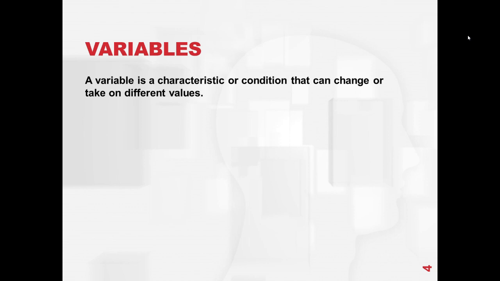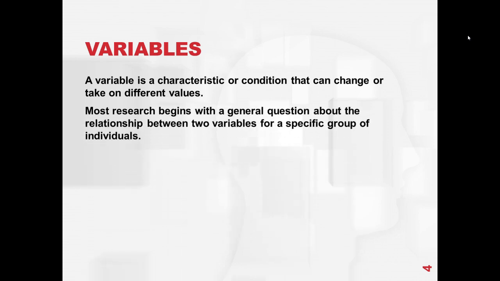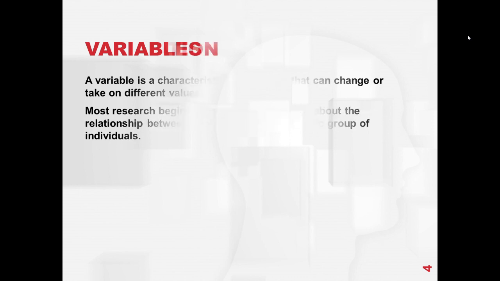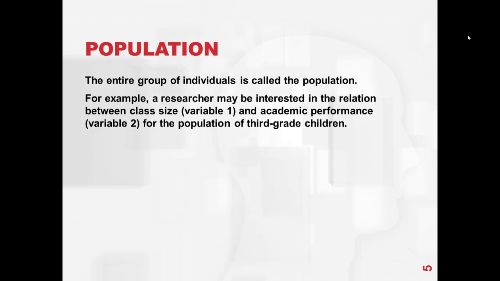So what is a variable? A variable is a characteristic or condition that can change or take on different values. Most research begins with general questions about the relationship between two variables for a specific group of individuals. So what is a population? The entire group of individuals is called the population. For example, a researcher may be interested in the relation between class size, which is variable 1, and academic performance, which is variable 2, for the population of third grade children.